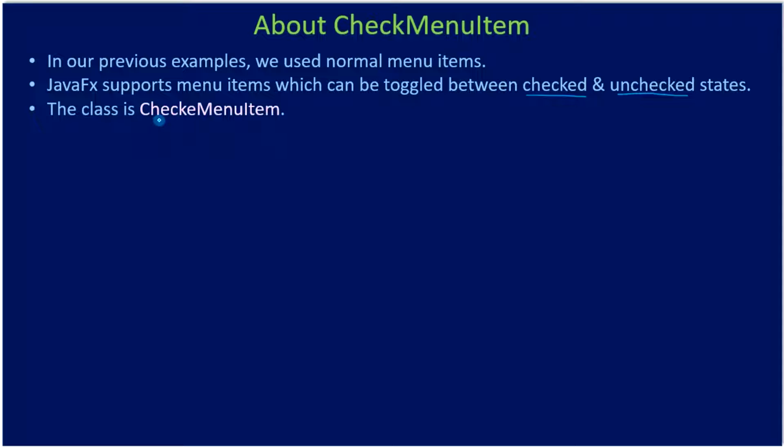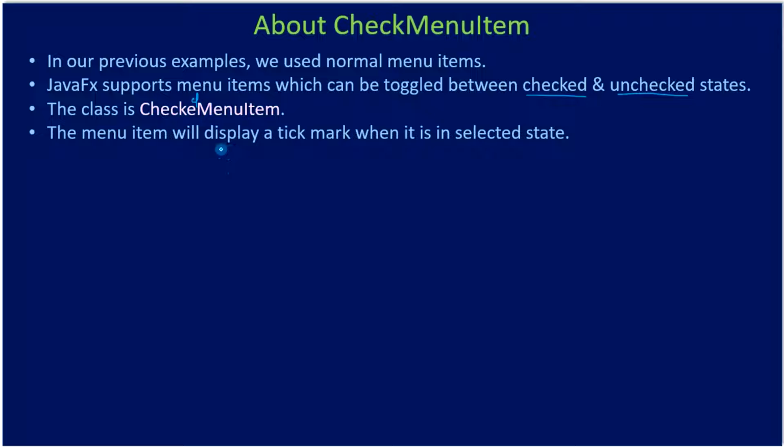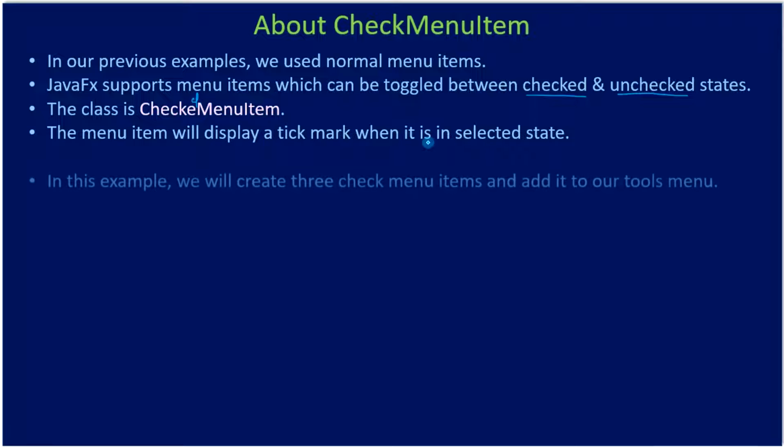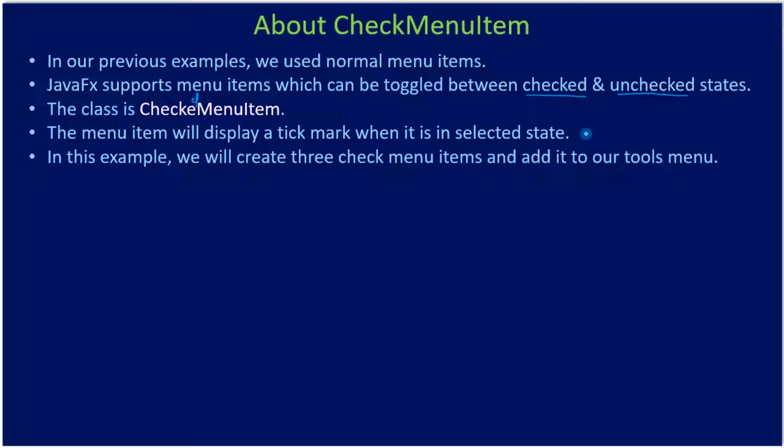The class is checked menu item. So the menu item will display a tick mark when it is in selected state, and when it is in unselected state, it will display as a normal menu item. But when it is in selected state, it will display a tick mark before the menu caption. In this example, we will create three check menu items and add them to our tools menu. That means we will remove the previously added two menu items and we will add check menu items this time.